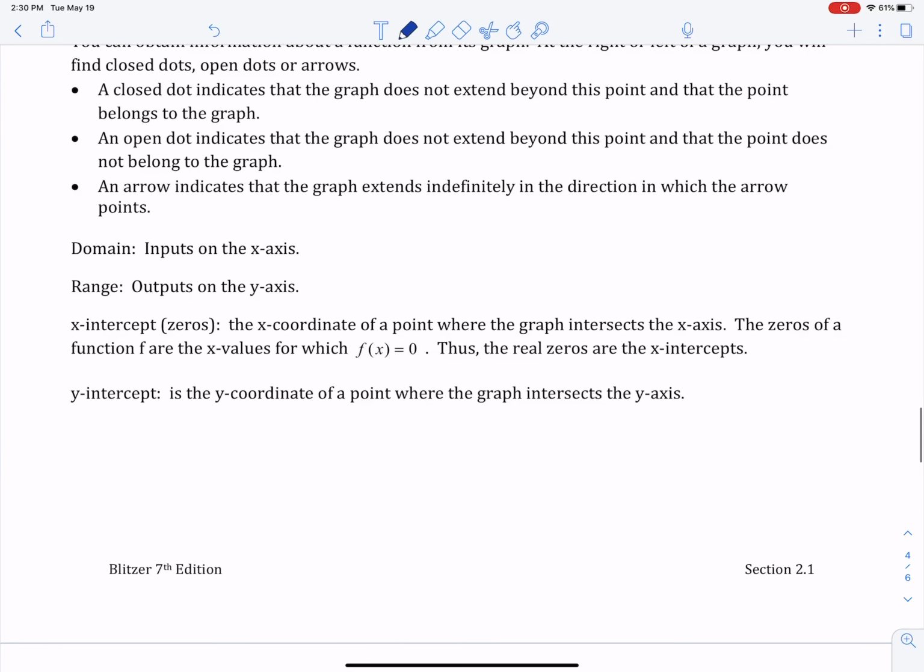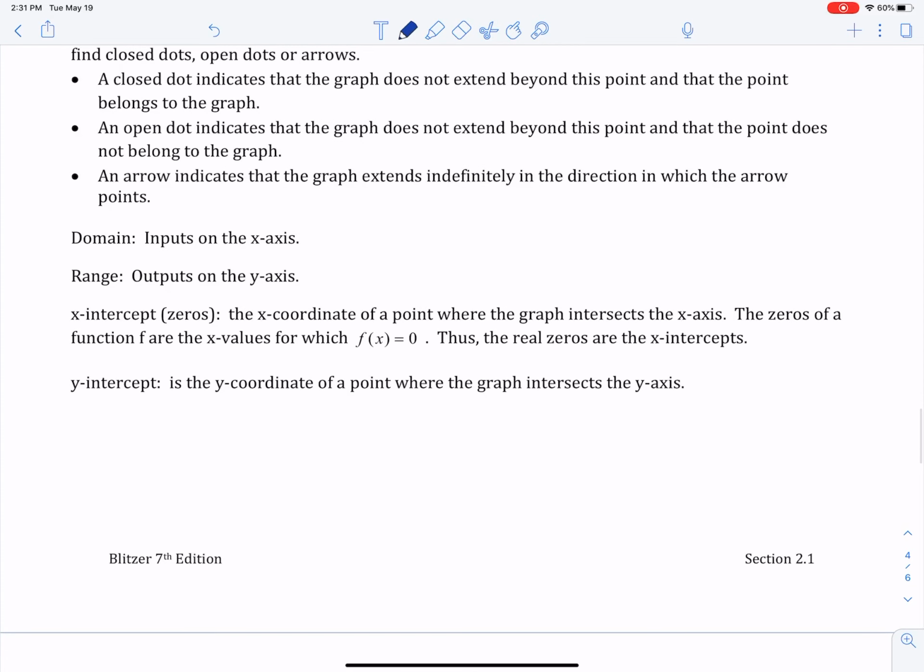The domain again is going to be the input of the x-axis, and the range is going to be the output of the y-axis. X-intercepts, or zeros of this graph, are the x-coordinates of the points where the graph intersects the x-axis. The zeros of the function f are the x values for which f of x is equal to 0, or also y is equal to 0. Thus, the real zeros are the x-intercepts.